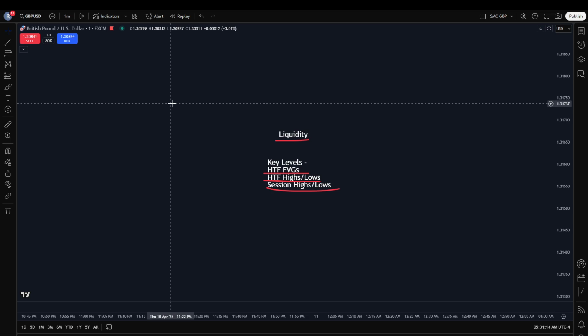So for me, liquidity is important because it's key levels, right? It's areas to identify where the market could potentially be manipulating from, whether that be we sweep out a previous high time frame high or a session high or low, whatever the case may be. It's also a way to place my take profits. I literally just place take profits at session highs or lows, or if we don't have those, just a swing high or low from our manipulation. Okay, so it goes both ways.